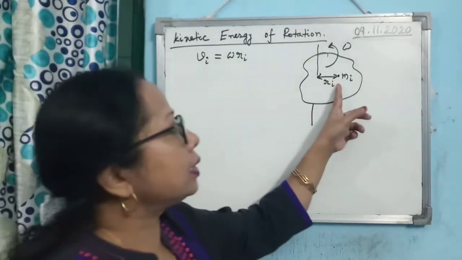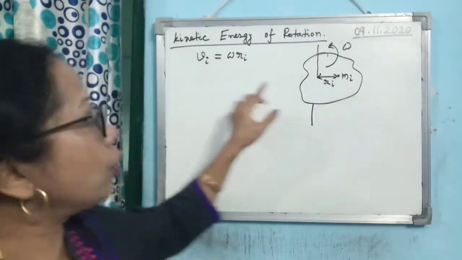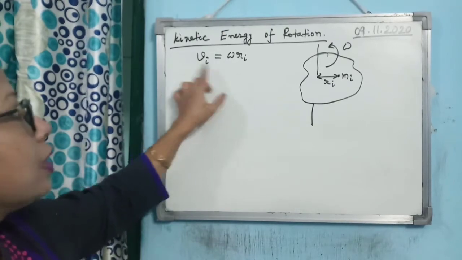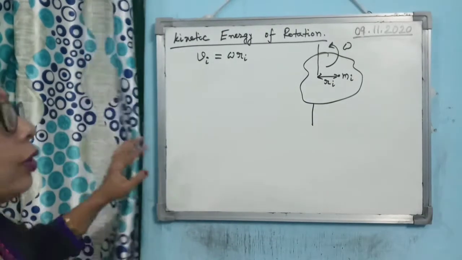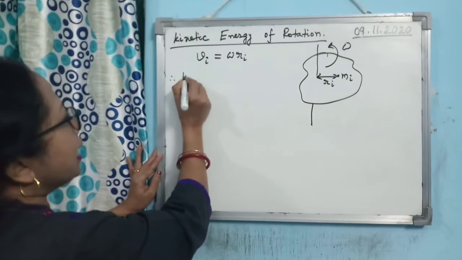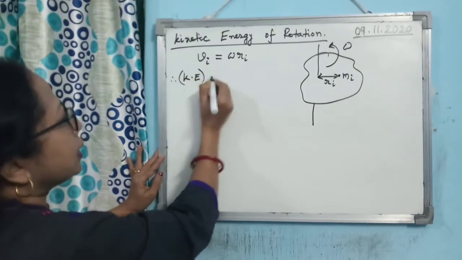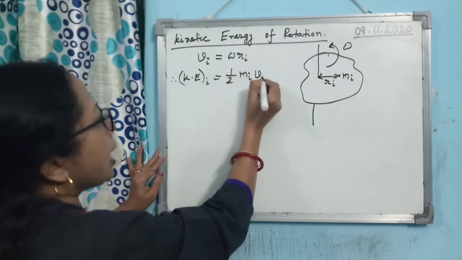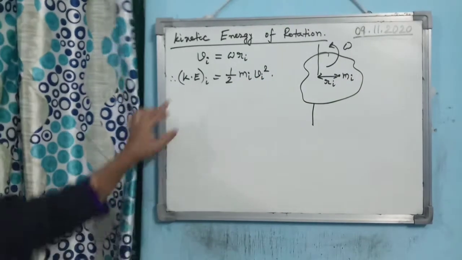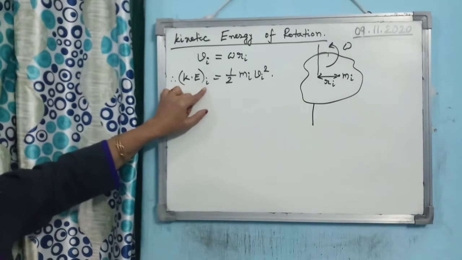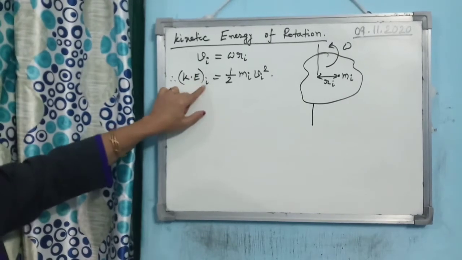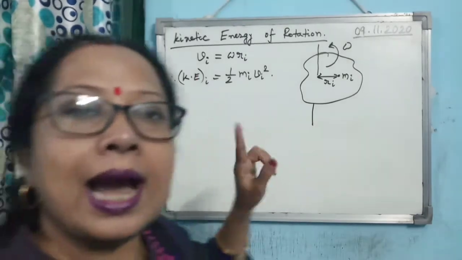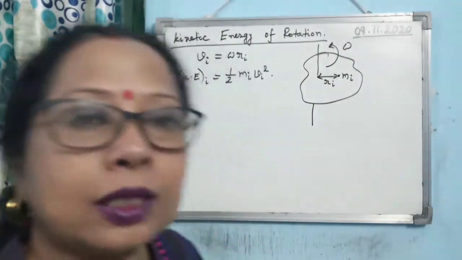As I have considered the ith particle, the linear velocity of the ith particle is given by omega into r_i. So what will be the kinetic energy of the ith particle? It will be half m_i v_i square. Is that clear? So this is the kinetic energy of the ith particle. The subscript i that I have written means this is the kinetic energy of the ith particle.